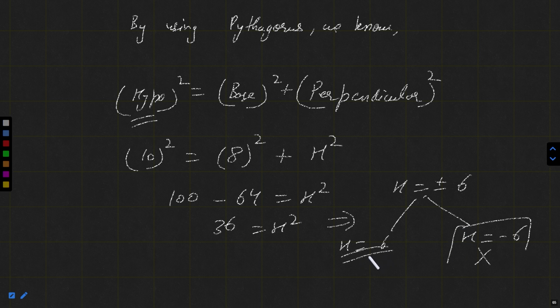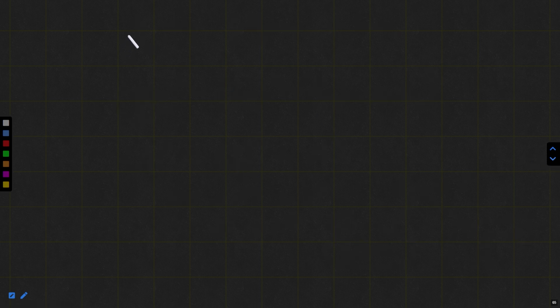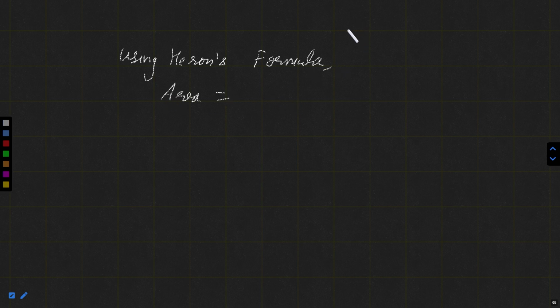So taking this value as our height will get my answer for the area, because h is 6 and the other two sides are 10 and 8. So using Heron's formula, I have area is equal to, what is my S? S is equal to the sum of all sides divided by 2. 10 plus 8 is 18, and plus 6 is 24, divided by 2 is 12.